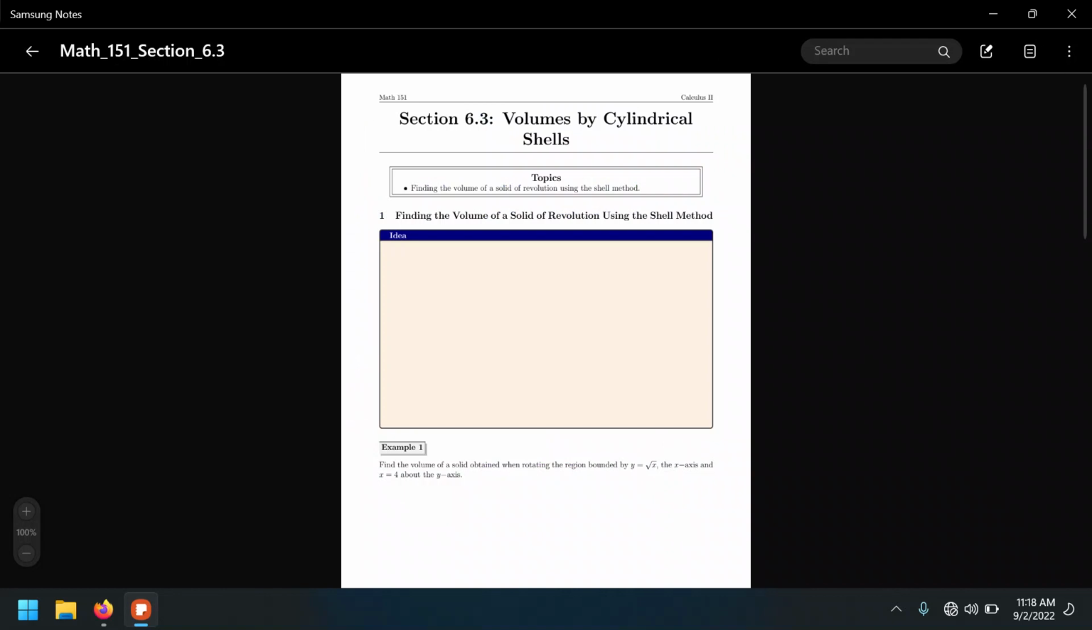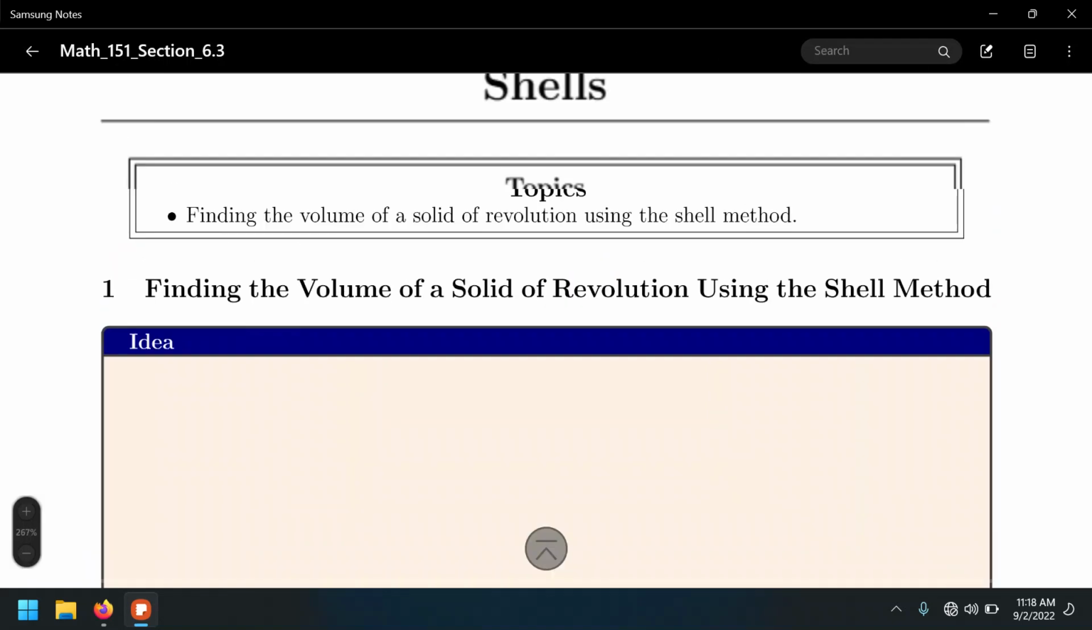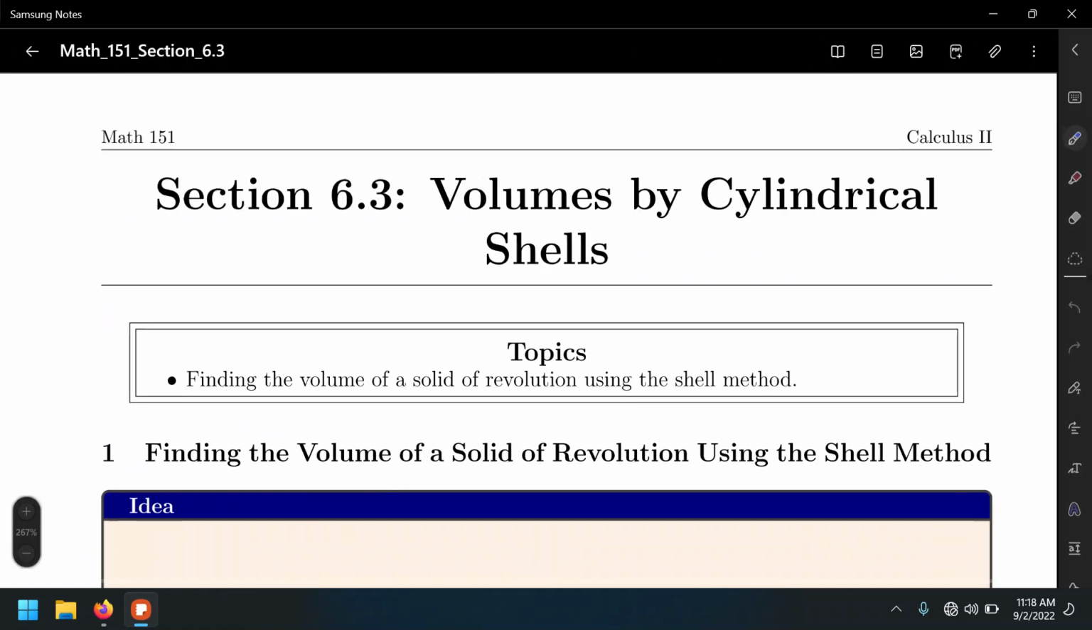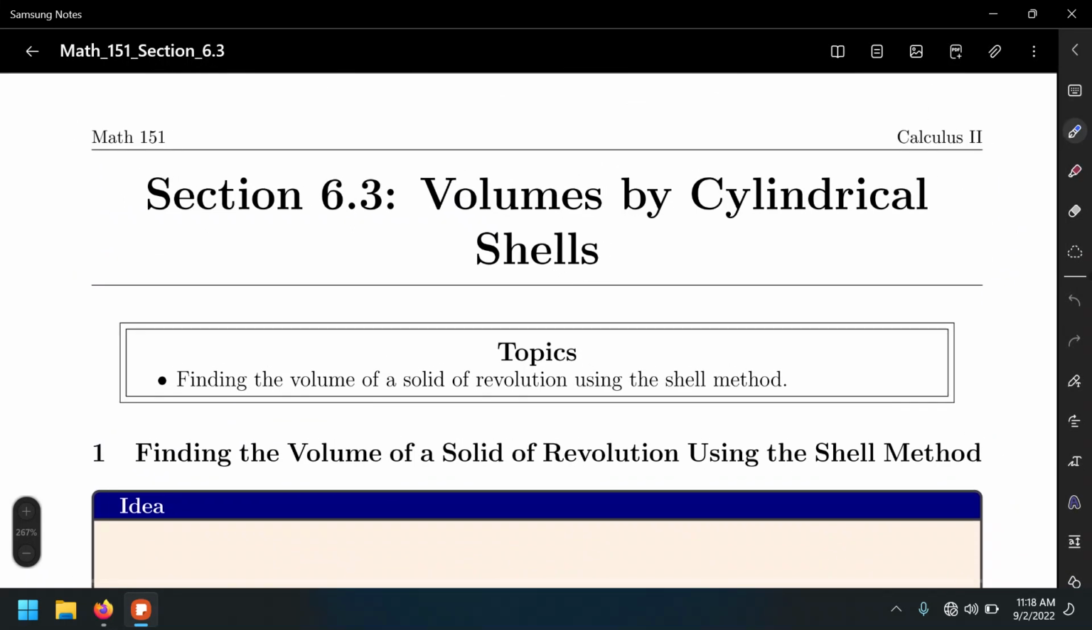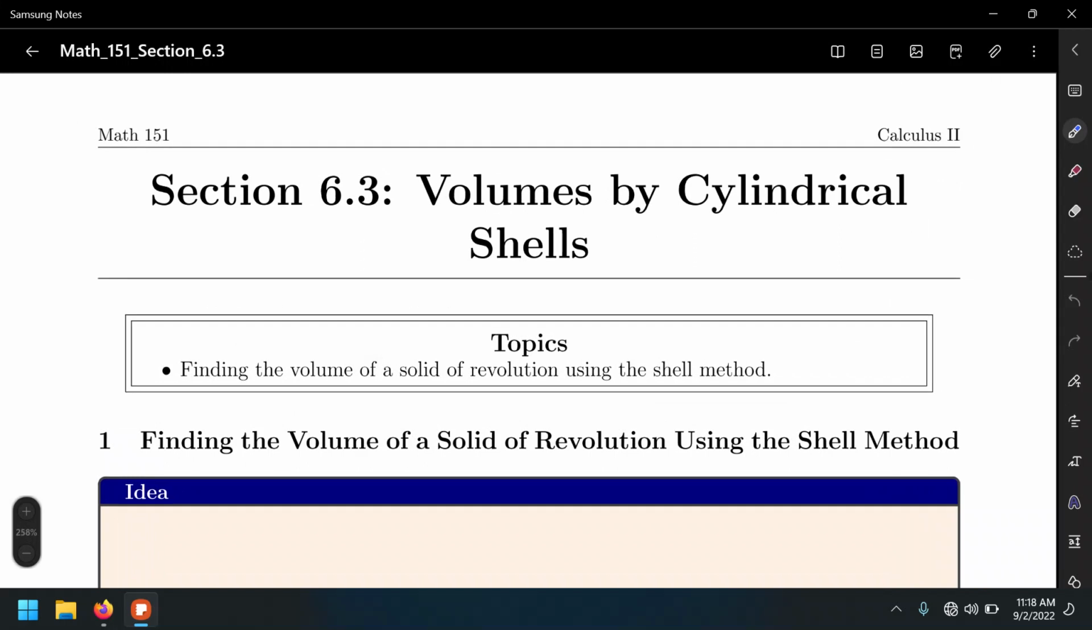Alright, so section 6.3, volumes of solids using cylindrical shells. Number one, I'm not very happy with the derivation the textbook does. I think it's a little intricate with the symbols and the approach. But I have a different approach to explain this topic.